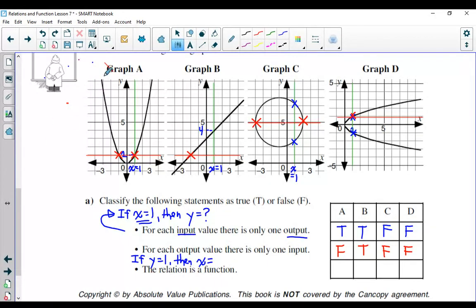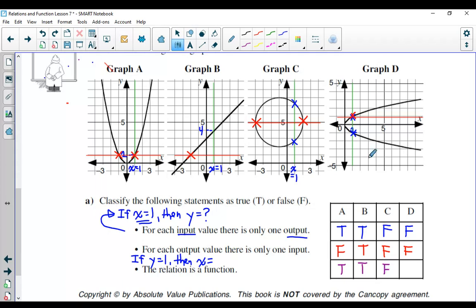If I look at graph A, if I draw a vertical line through any point of the graph, it would only ever hit the graph at one location. Therefore, that would be true. For the second graph, does it pass the vertical line test? Yes, because it doesn't matter where you draw that green vertical line, it would only pass through the graph a single time. So that would be true. Graph C, does it pass the vertical line test? No, because there are various locations where a vertical line would pass through the graph more than one time. So that would be false.